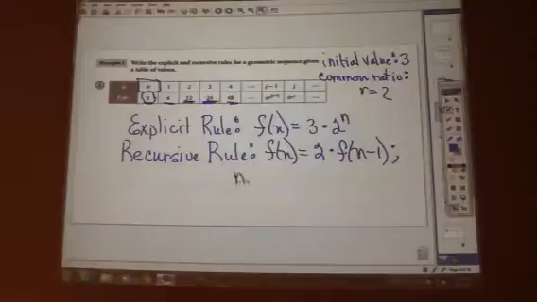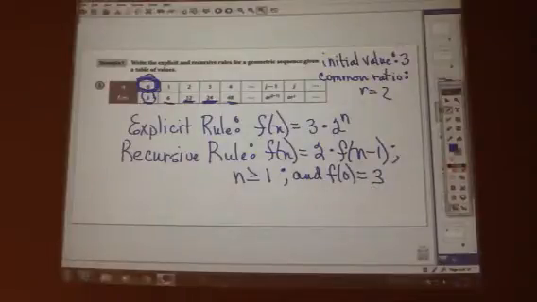You're going to put n is greater than or equal to, it's either going to be probably a 1 or a 2 here. It's got to be the number just 1 greater than the starting number. So I'm starting here with 0, so this would have to be a 1. If I would start with a 1, then this would have to be a 2. And f of 0 equals 3. All of that makes up the recursive rule.